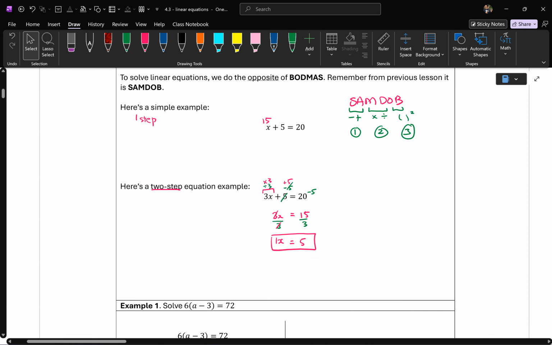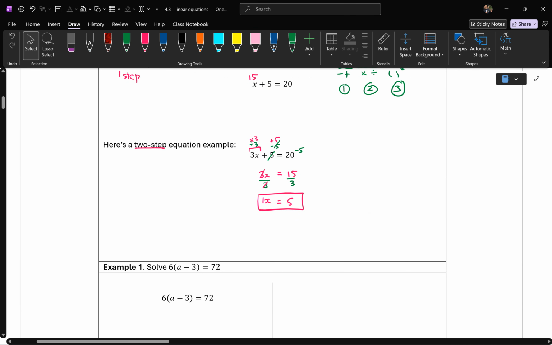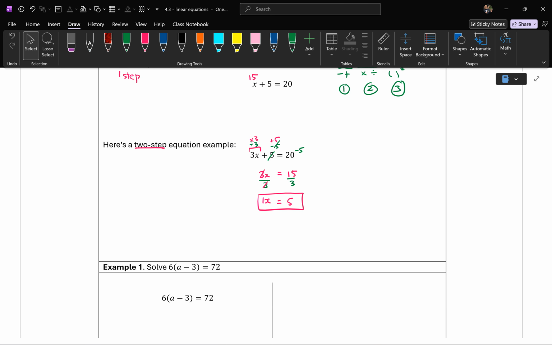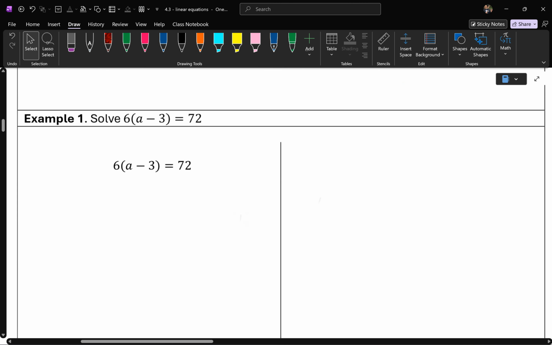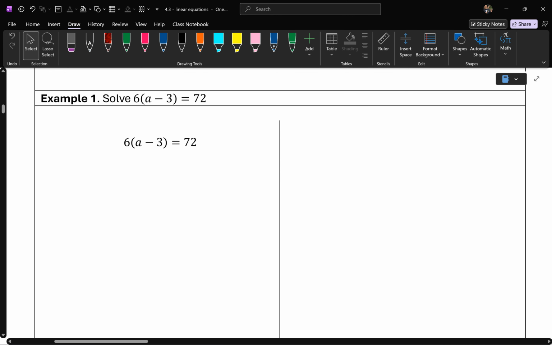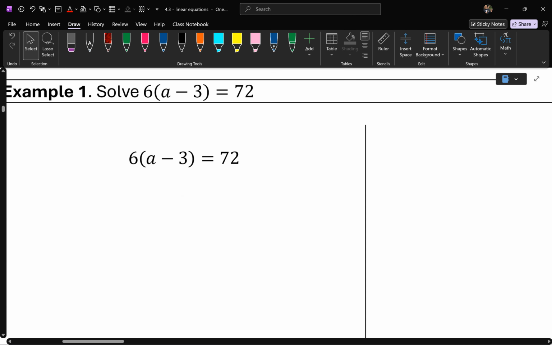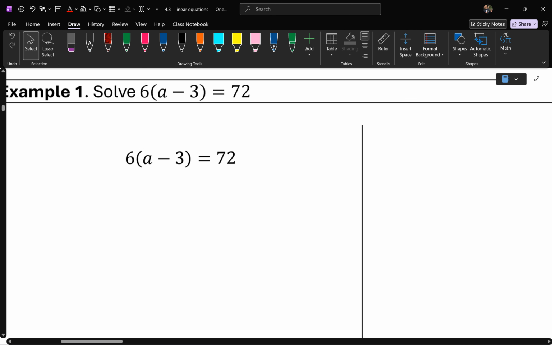Yeah? Let's do another example. So I'm going to do example 1. I'm going to show you how you can do this a bit quicker using SAMDUB. Yeah? So here we go. By the way, I expect everyone to be copying notes during this time. So if you're on your laptops, you're not copying notes. So laptops away, thank you. Laptops away, you should be copying notes. Here we go. Next one. You got 6 bracket a minus 3 equals 72.